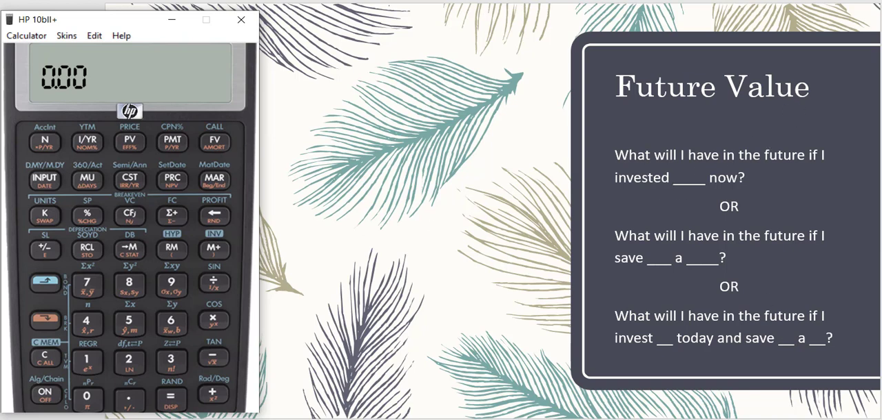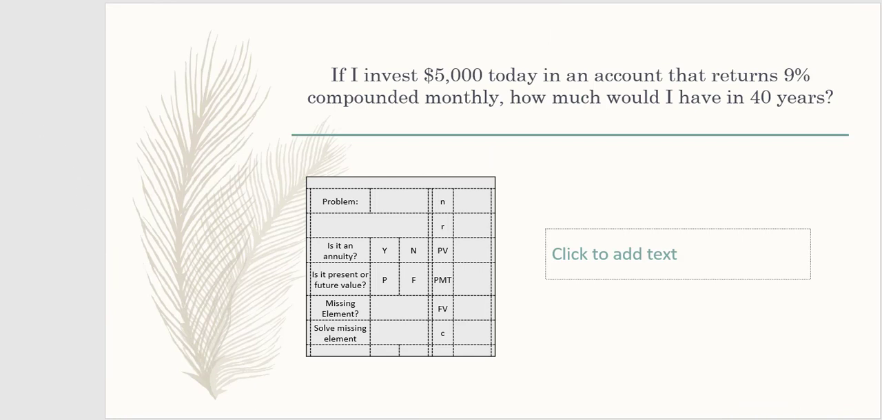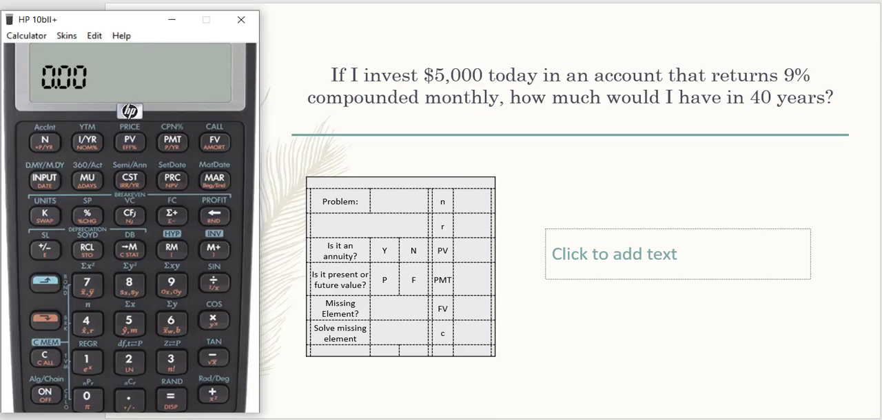And so we're going to look at a couple of calculations. If I invest $5,000 today in an account that returns 9% compounded monthly, how much would I have in 40 years? I'm going to give you a spreadsheet that has all these charts in it, and I would like you to use them to help you answer the question. And so we're going to fill in the information. This is where we start.